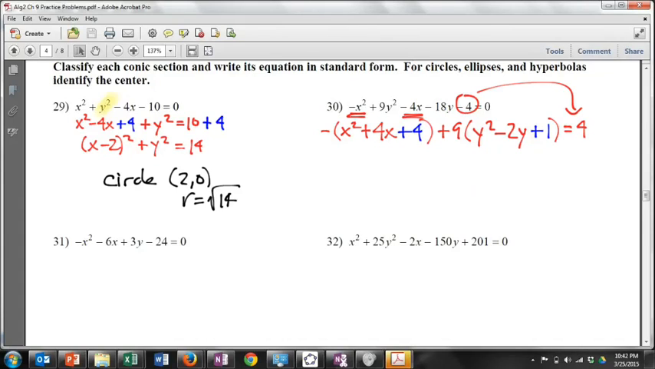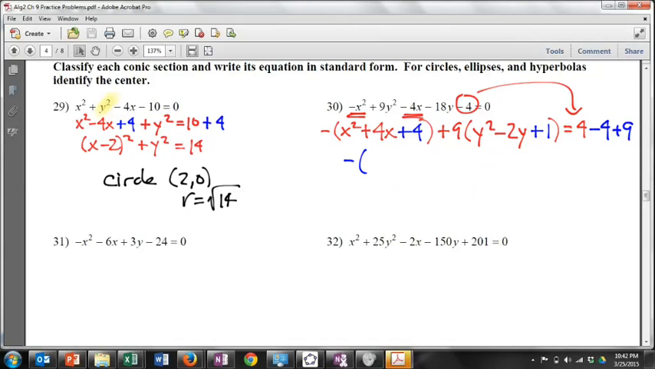But now I need to deal with the stuff that I just added in. So I added a negative 4, and I added a 9 times a 1. So let me keep my equation balanced by doing that. Again, let's just review what I did there. I took my negative 4 and added it to the other side. I took my 9 times 1 and I added that to the other side.